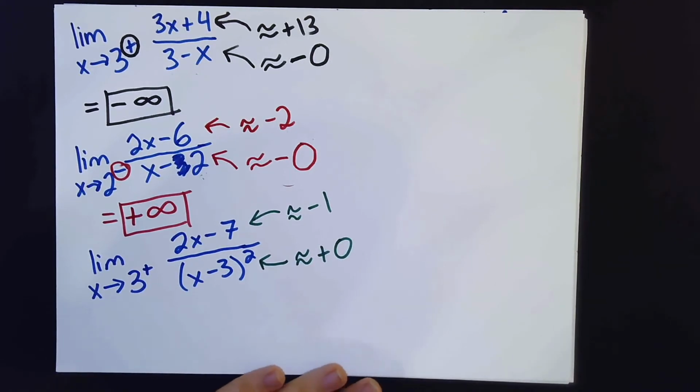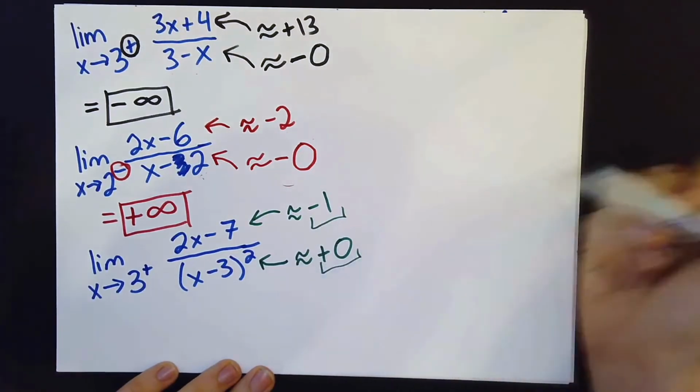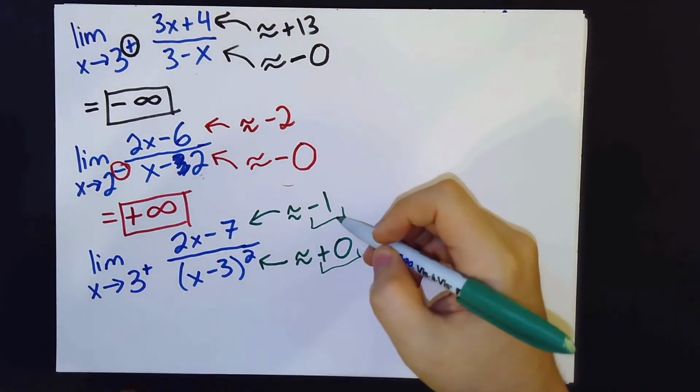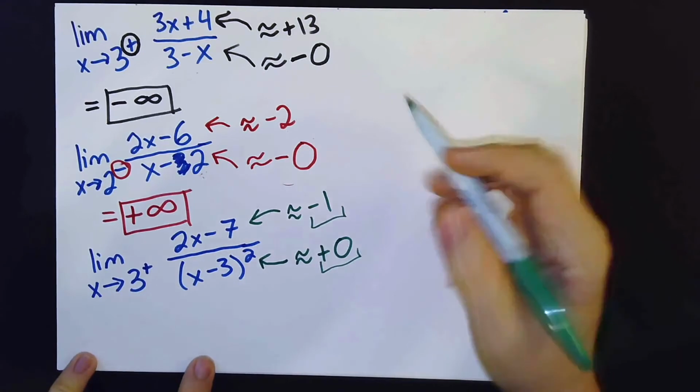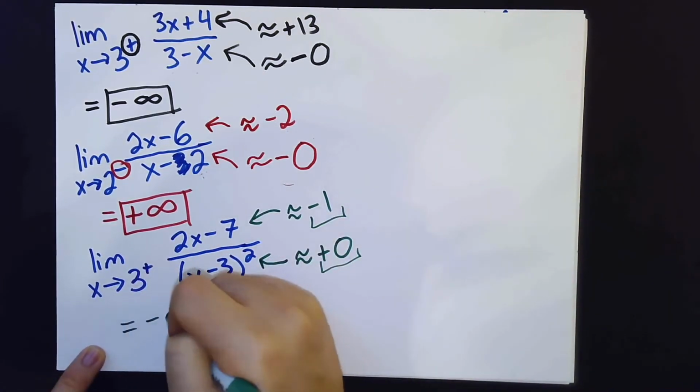Okay. And so again, a non-zero number over a positive 0 number. That means this is going to be either plus infinity or minus infinity. But I can read that off because this is negative and this is positive. So this is going to be minus infinity.